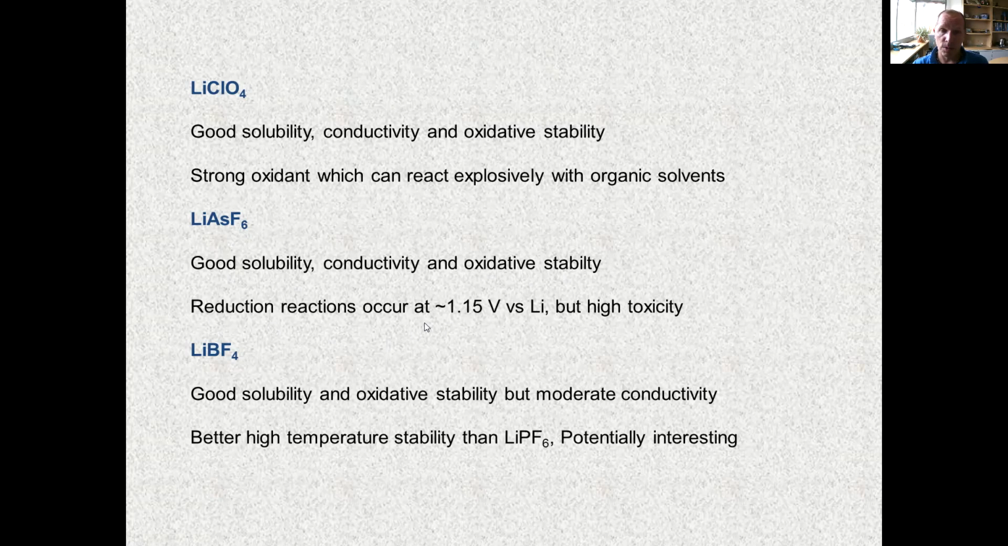It has reduction reactions which occur at about 1.15 volts, which is not dramatically different than lithium hexafluorophosphate, but lithium hexafluoroarsenate is highly toxic, also relatively expensive, and once again is really no longer considered a salt of interest in the lithium-ion battery field. Lithium tetrafluoroborate. Now this is a salt that still has some potentially interesting effects. It's got some good solubility. It's also got very good oxidative stability. Moderate conductivity.